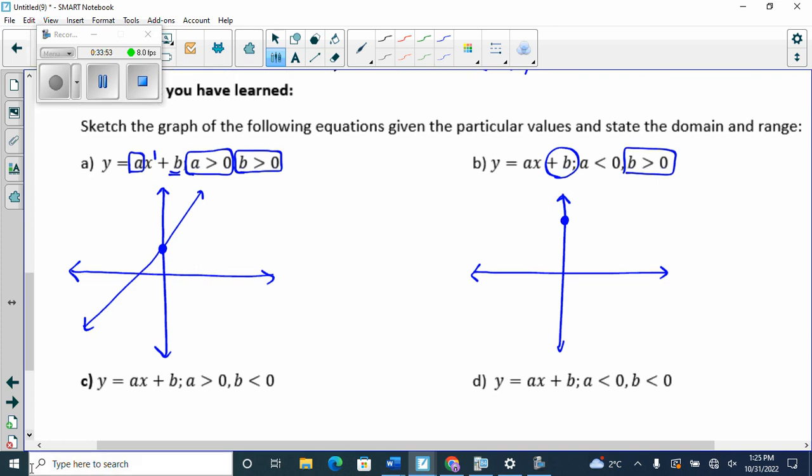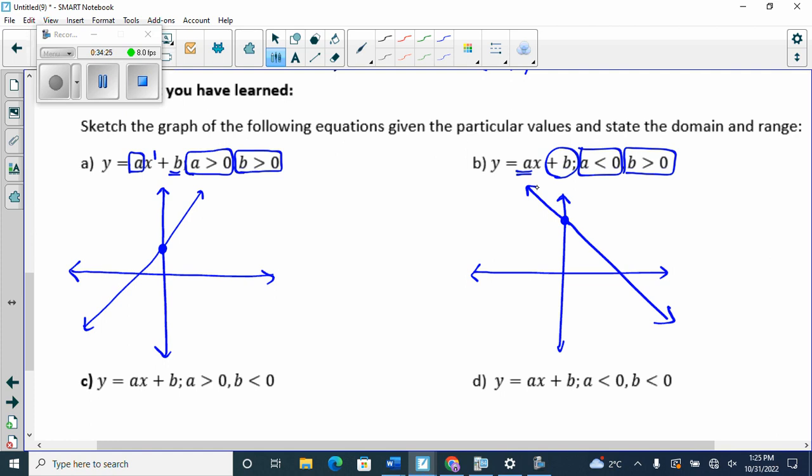Now I say a is less than 0. A is my leading coefficient. So if a is less than 0, it means a is negative. And if a is negative, what does that mean? I end right in the negative. So I'm going to end down. It's a line. So how do I end on the left? I just extend it. Right? Could I have made it steeper? Absolutely. I just need to end down on the right.